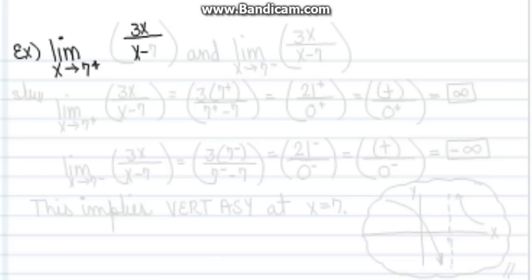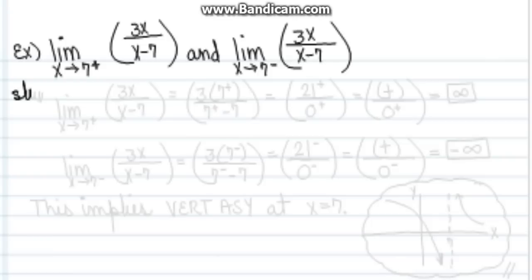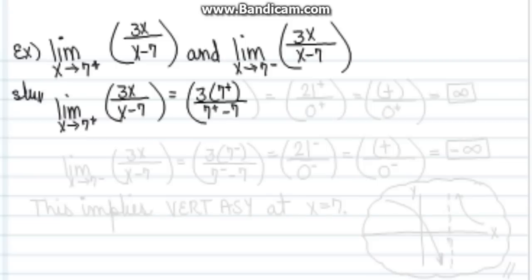Well, first of all, we'll consider x approaching 7 from the positive side. Now think of 7 with a little plus as a number slightly larger than 7. So for the first part, we'll try substituting this value that's just slightly larger than 7. And we get 3 times a number slightly larger than 7 over a number slightly larger than 7 minus 7. On the top, we get a number slightly larger than 21 over a number just slightly larger than 0. So a positive over a positive 0 gives us infinity.